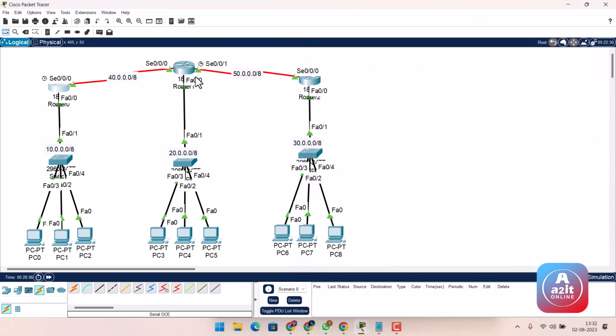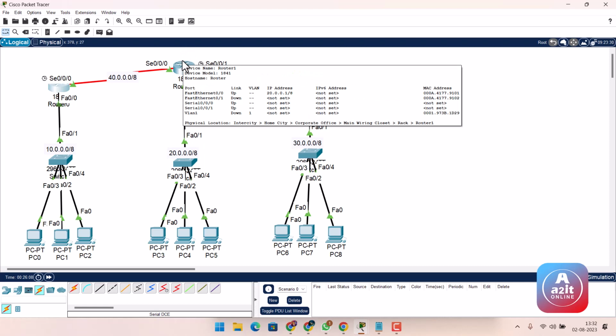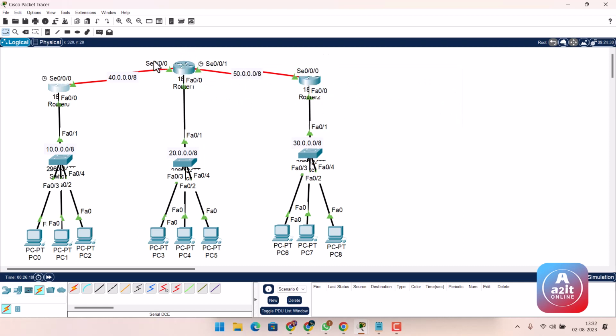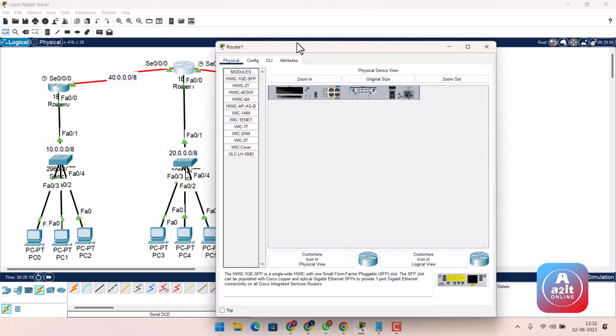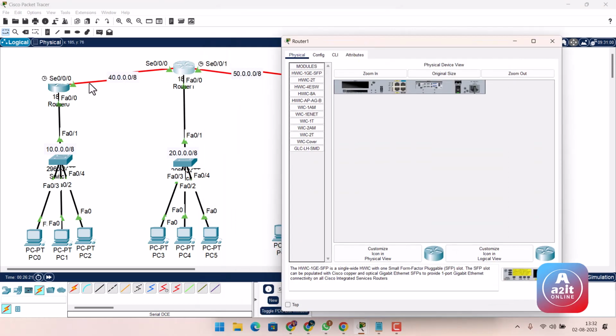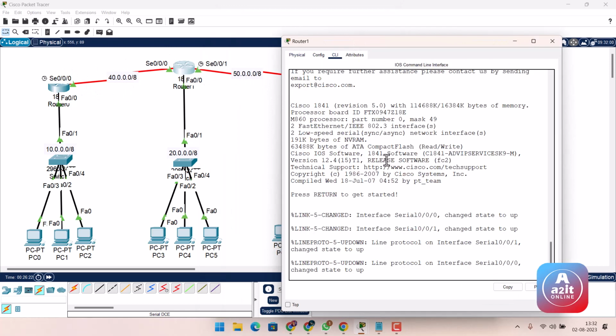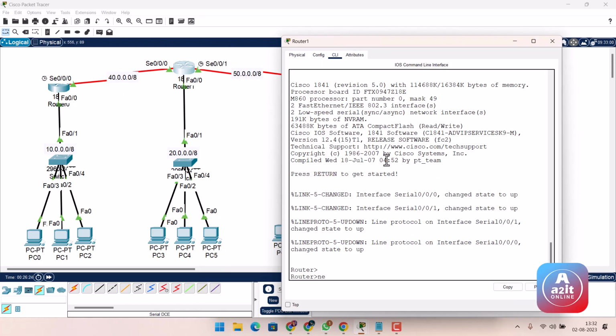Now let's open our second router, and in the second router we need to configure two serial interfaces. First serial 0/0/0 for my first router and serial 0/0/1 for my third router. This is the intermediate router actually, which helps us to make a connection between router 1 and router 3. So let's configure both the interfaces.